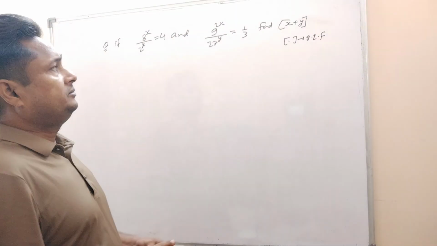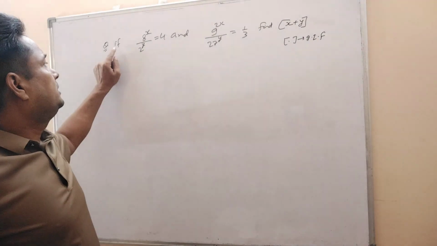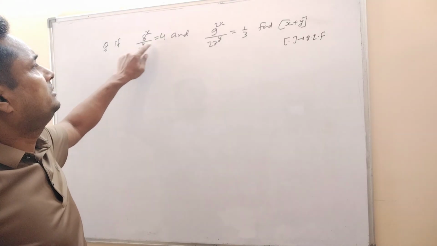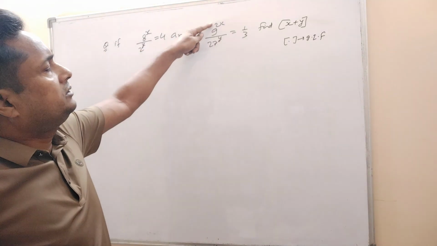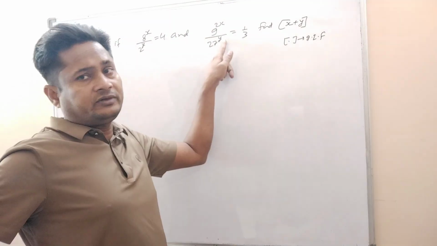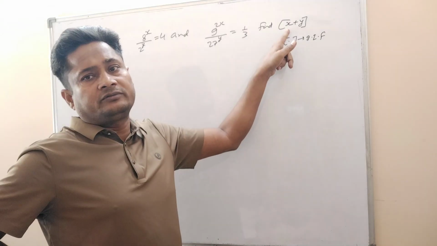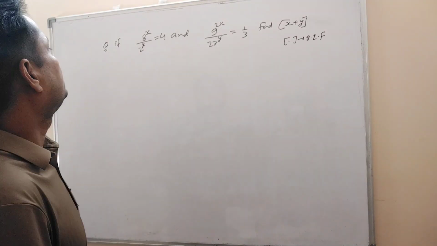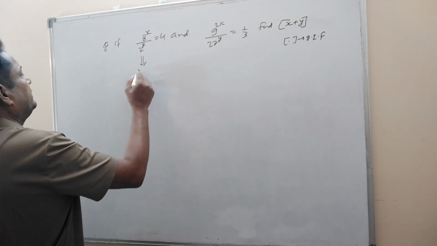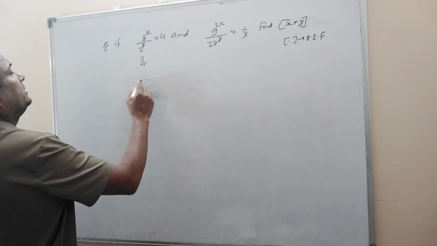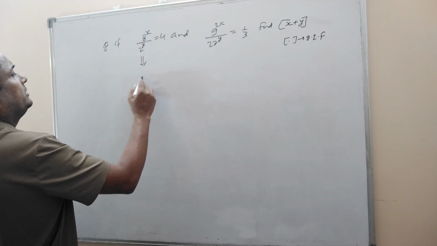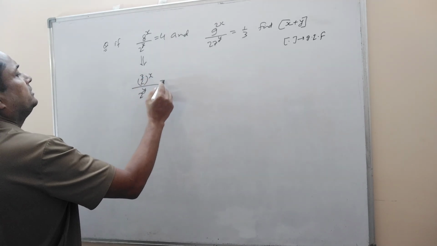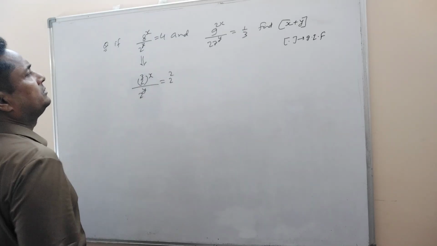Now let's discuss this question. Given is: if 8 to the power x divided by 2 to the power y is equal to 4 and 9 to the power 2x divided by 27 to the power y is equal to 1 by 3, then you have to find the greatest integer of x plus y. So now simplify this one. 8 can be written as 2 to the power 3, divided by 2 to the power y is equal to, this can be written as 2 to the power 2.